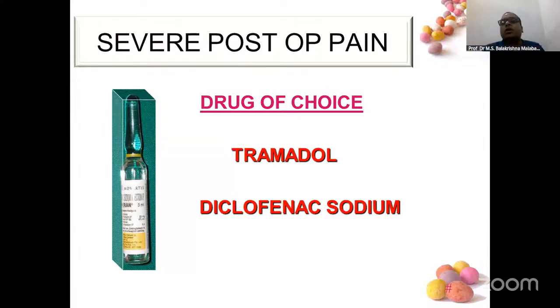Then you have to go for opioid analgesics. So you can give tramadol and diclofenac sodium injections, right? So that is severe post-operative pain.